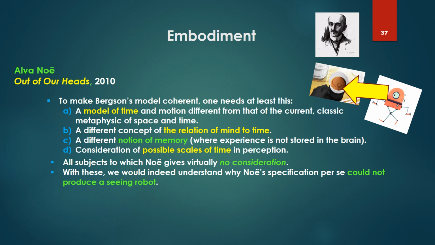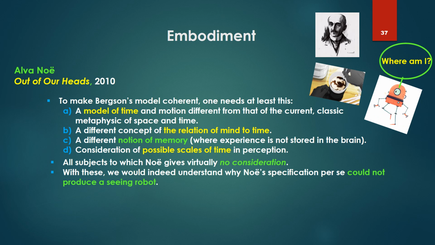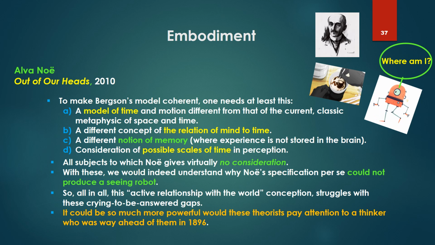With these, we could indeed understand why Noë's specification per se could not produce a seeing robot. So his arrow goes and he's blind. So all in all, this active relationship with the world conception struggles with these crying-to-be-answered gaps. It would just be so much more powerful would these theorists pay attention to a thinker that was way ahead of them in 1896.